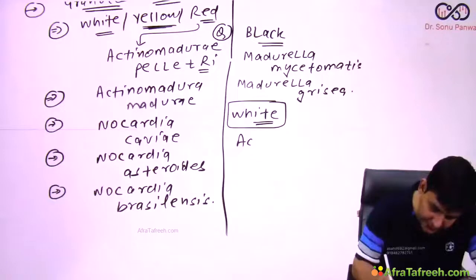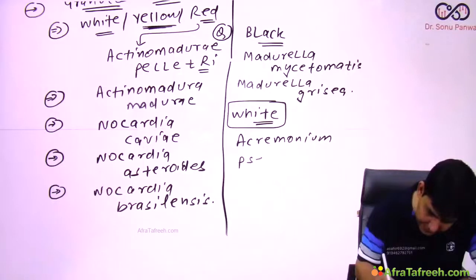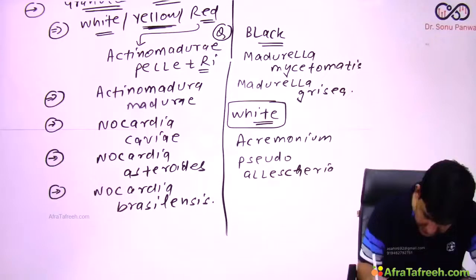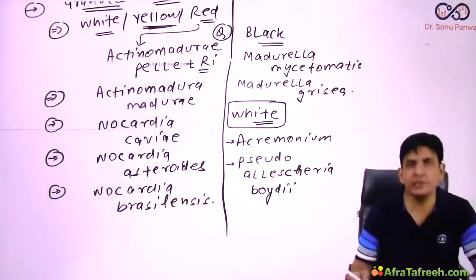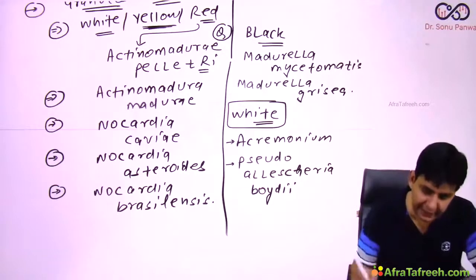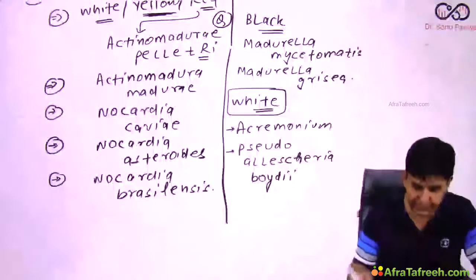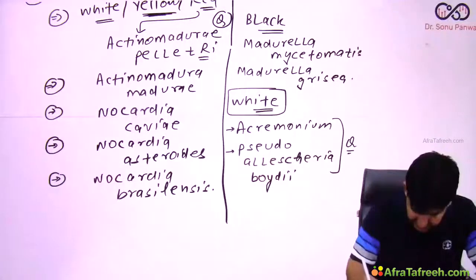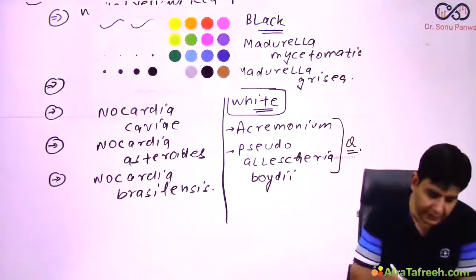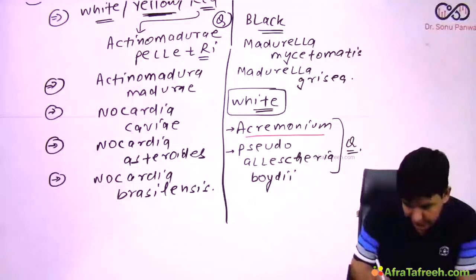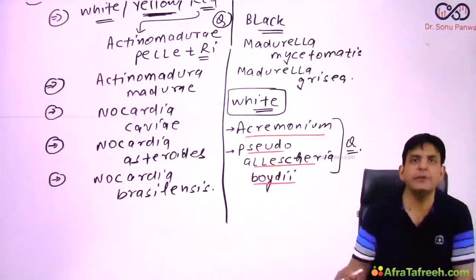White color is observed in Acremonium, and one species you need to remember the name of, that is Pseudallescheria boydii. The one is Acremonium and one is Pseudallescheria boydii. It has a white color granule. Both of these questions are being asked, that in the eumycetoma the white color granules are observed in Acremonium and Pseudallescheria boydii.